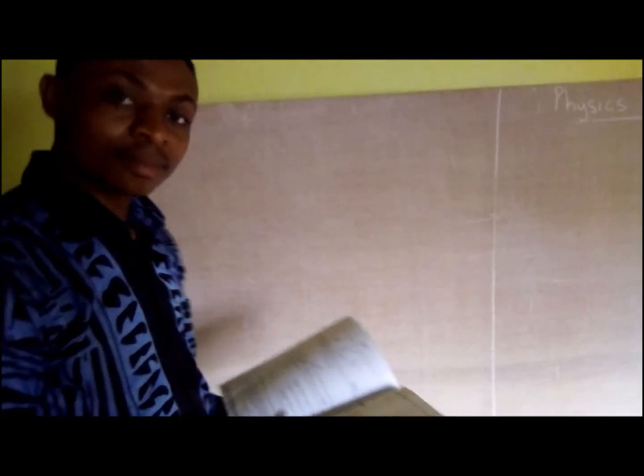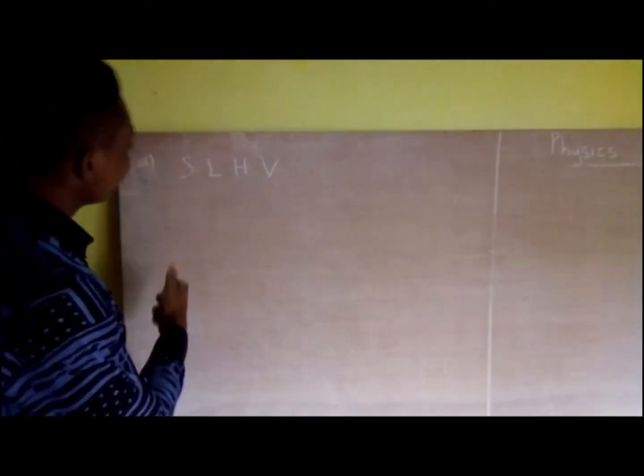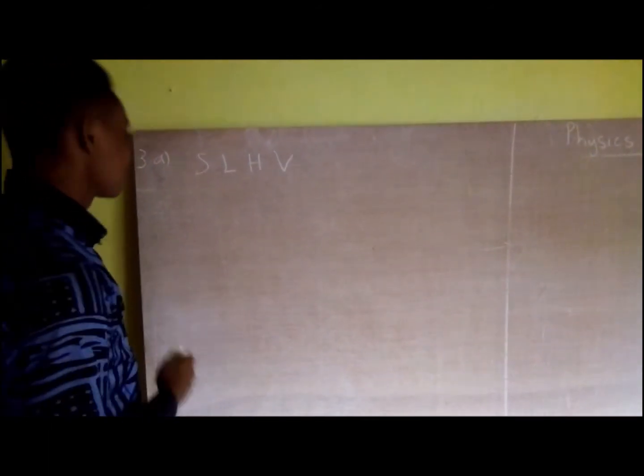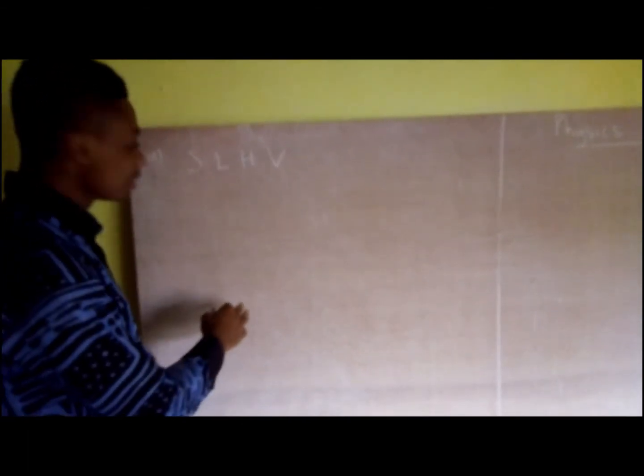Still under June 2019, question 3 is under heat capacity. Okay. Question 3a says define the specific latent heat of vaporization. Okay, the specific latent heat of vaporization is the heat energy required to change the state of a unit mass of liquid into vapor at constant temperature.